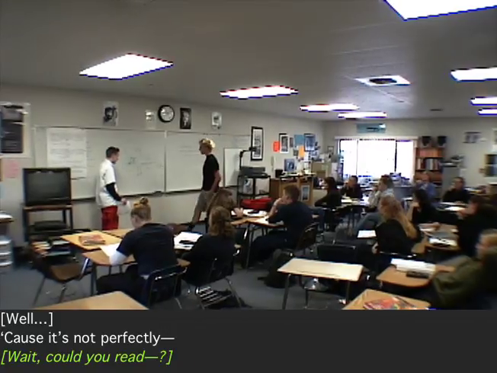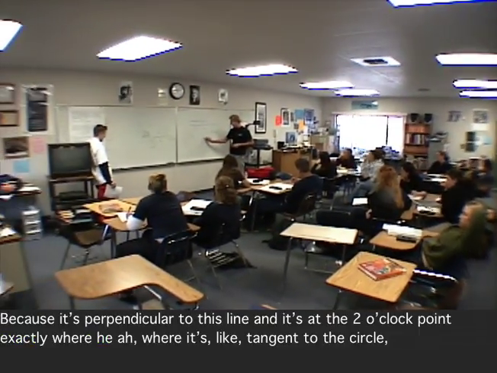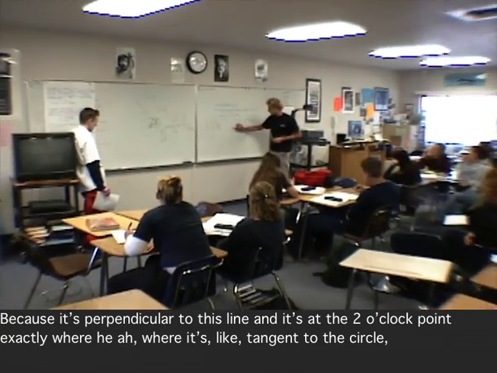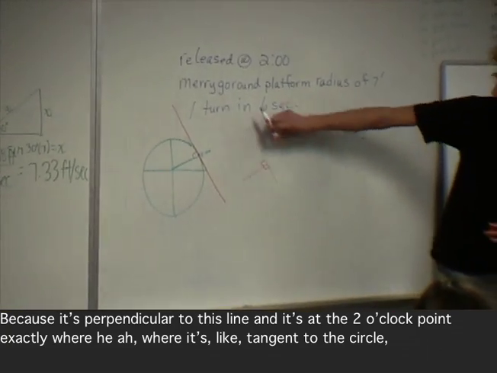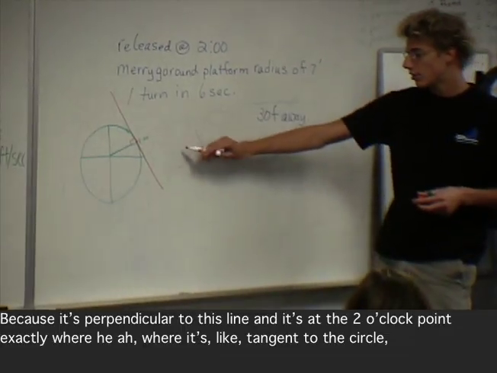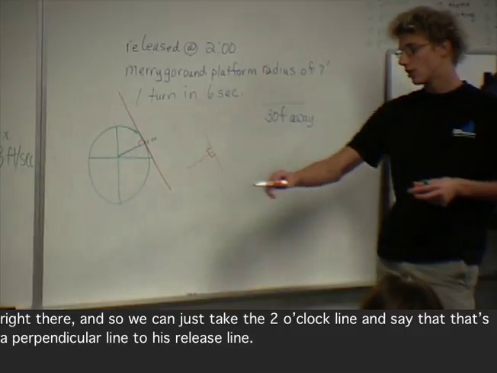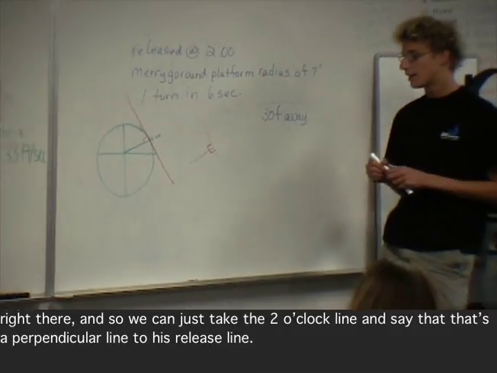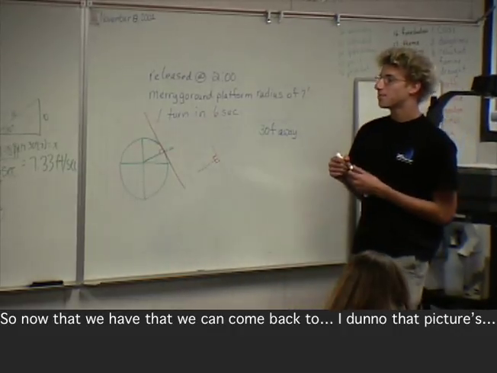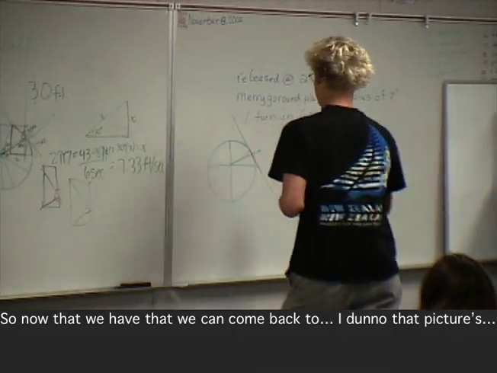Tobin, can't you just find that using... Because it's perpendicular to this line, and it's at the 2 o'clock point exactly where it's tangent to the circle, right there. So we can just take the 2 o'clock line and say that that's a perpendicular line to his release line. So now that we have that, we could come back to the picture.